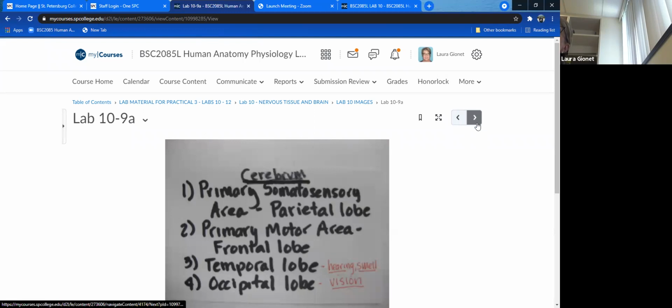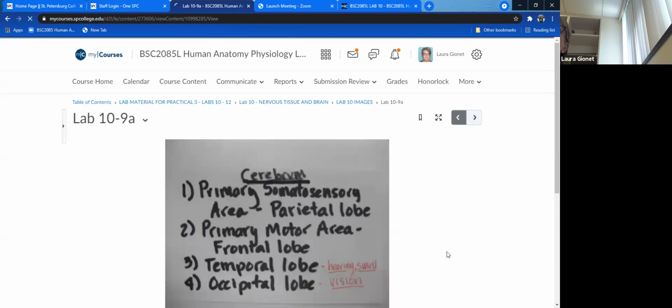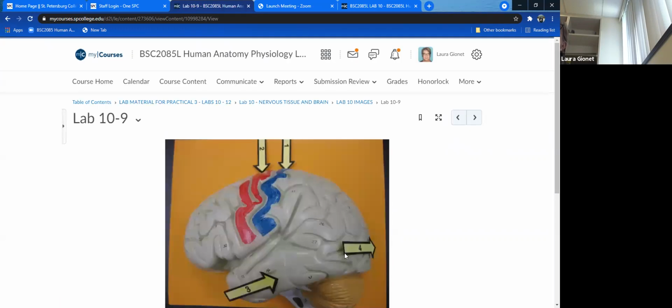Now let me just see what the next picture is. Okay, I don't use those, the sheep brains. So let me just go back. Because on some of the other models, and I think I use a different model in the video, the different lobes are color coded so you can see the different areas.